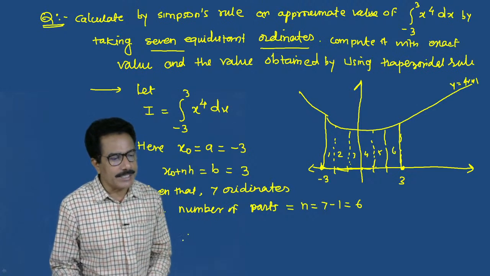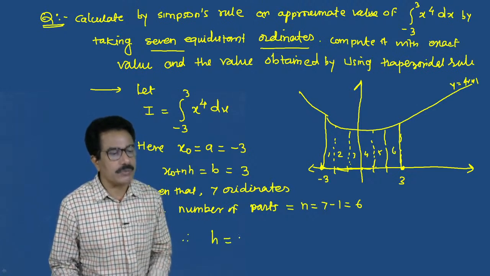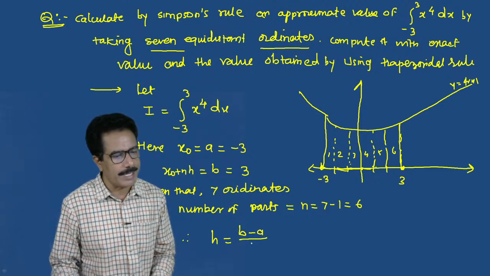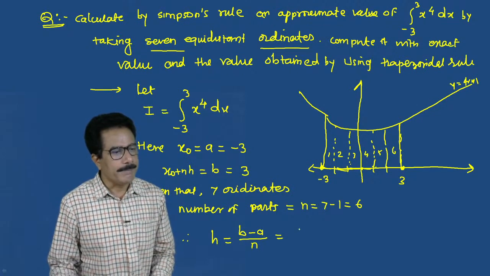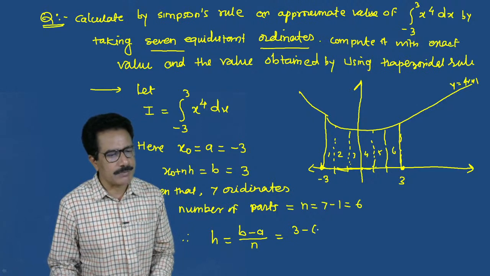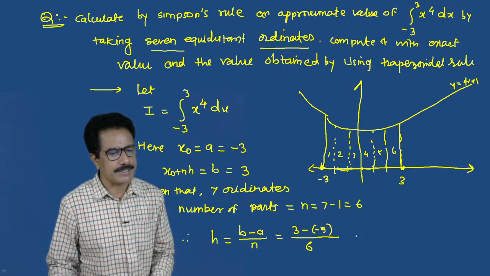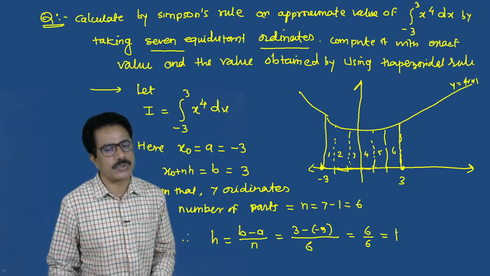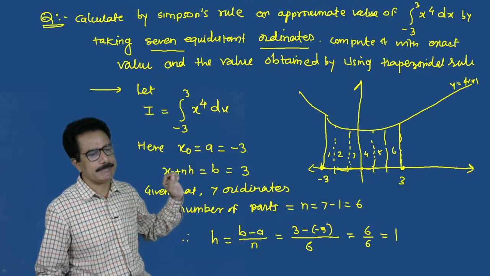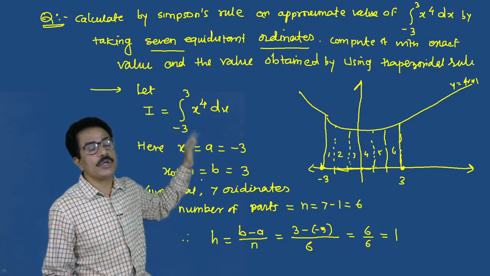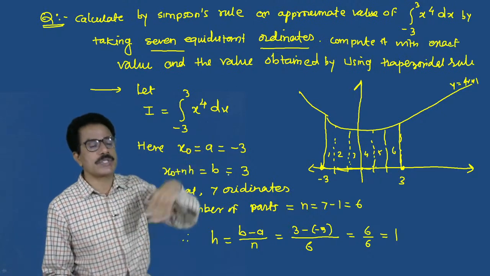Therefore, we can write h equals, what is the formula for h? h equals b minus a divided by n. b is 3 minus -3, divided by n which is 6. That is 6 divided by 6, equal to 1. h is 1. x0 is -3. x0 plus nh, which is b, equals 3.